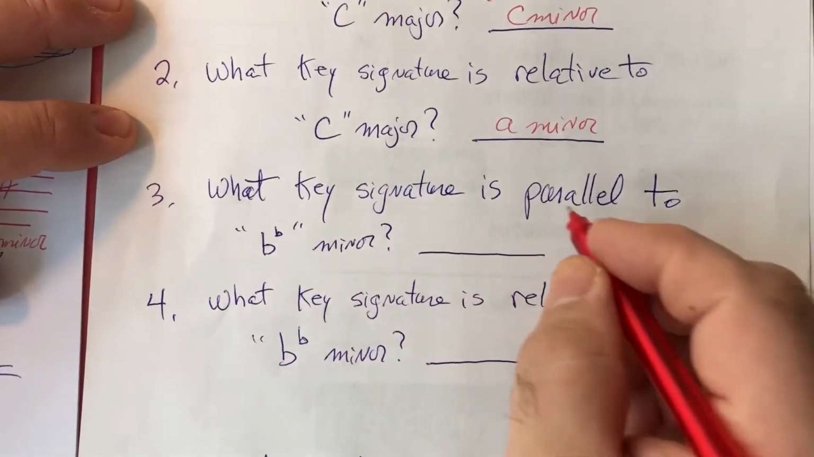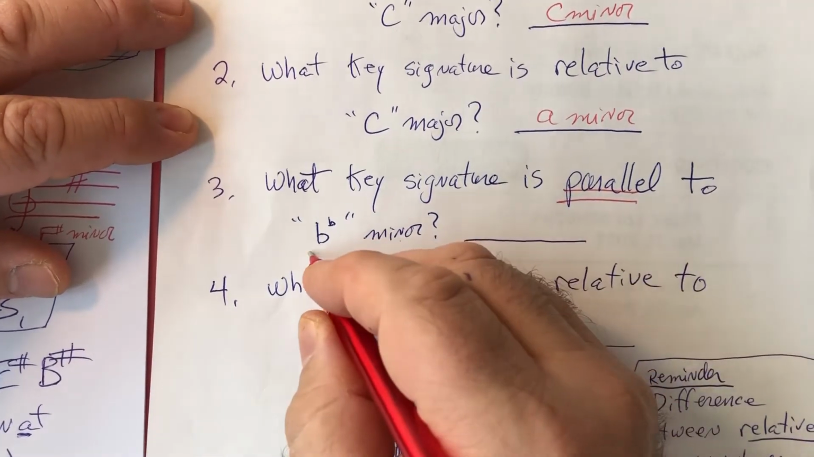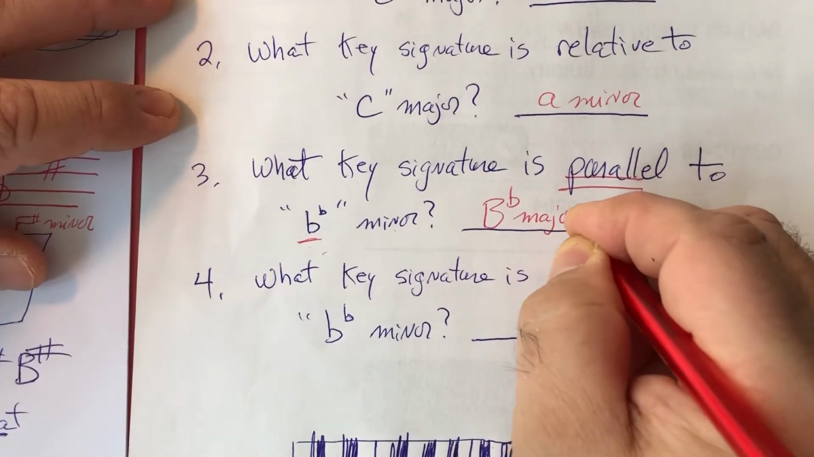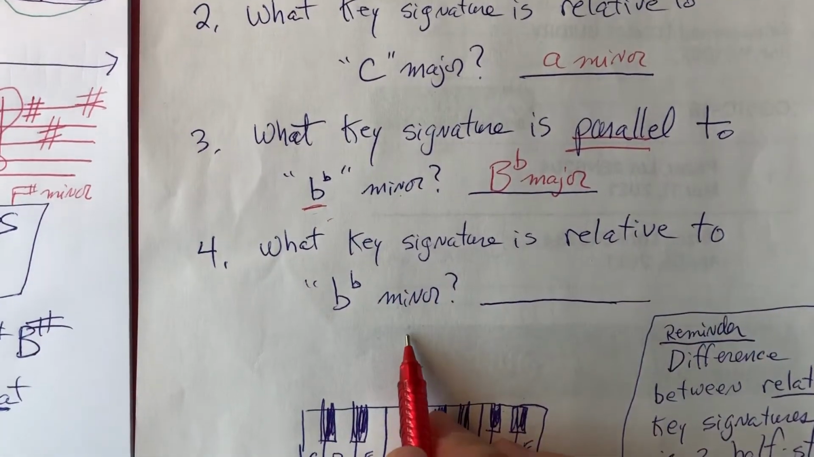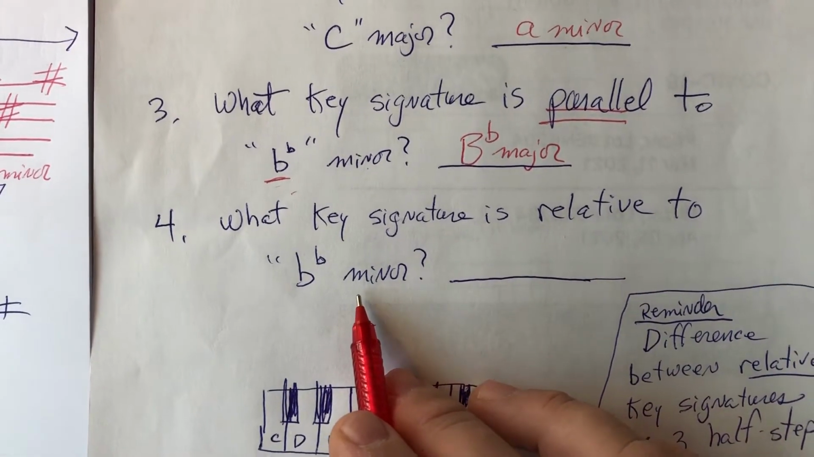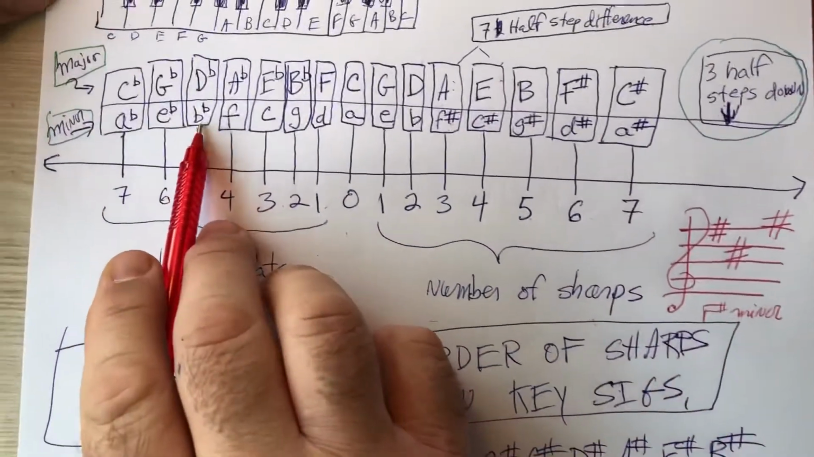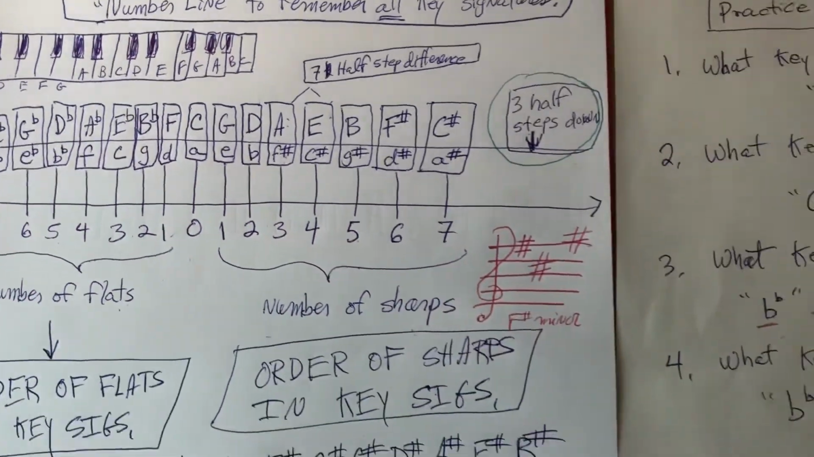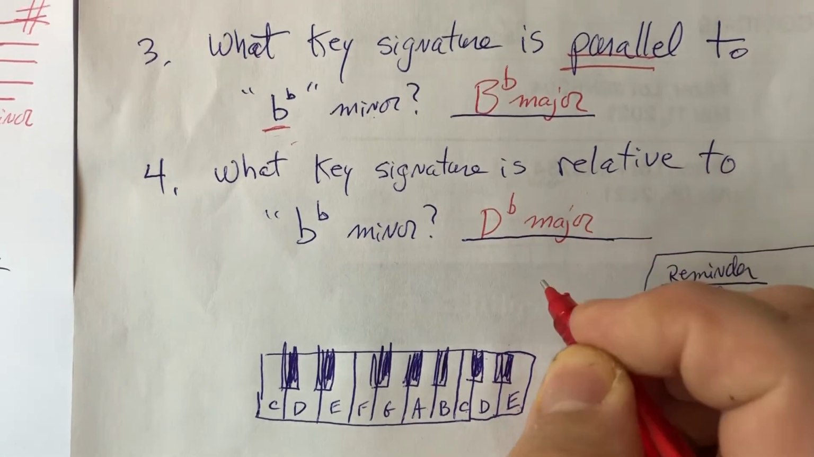What key signature is parallel to B flat minor? Again, the parallels are the no-brainers, same name, so it would just be B flat major. Then finally, what key signature is relative to B flat minor? That means the key signature that has the same sharps or flats. Again, you could do 2 things. Recommended, find B flat minor on the chart that you would have written from memory, and you see that it shares the same key as D flat major. Therefore, the answer would be D flat major.